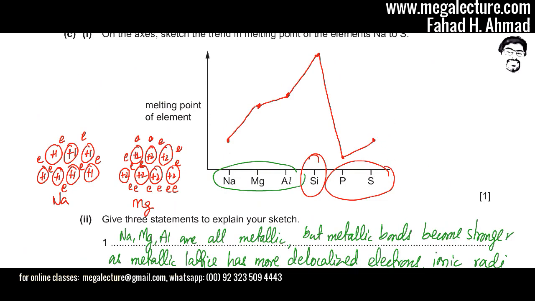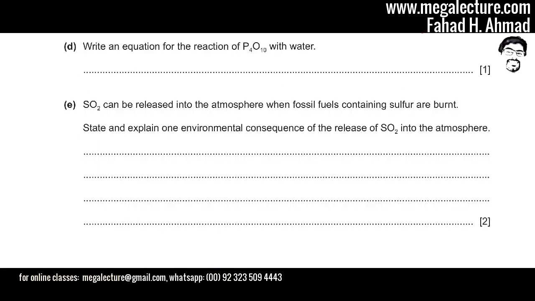Now, in the next part D of the question, you're being asked to write an equation for the reaction of P4O10 with water. So you have P4O10. The first thing you should notice is that the oxidation state of P is +5. If you react it with water, it's going to form an acid, and it's going to specifically form phosphoric acid. The reason you should choose phosphoric acid instead of phosphorous acid is because phosphorus has an oxidation state of +5. So in the acid that is formed, the oxidation state should still remain +5.